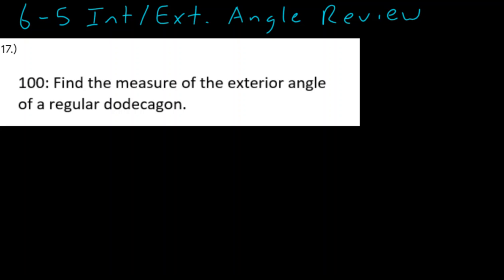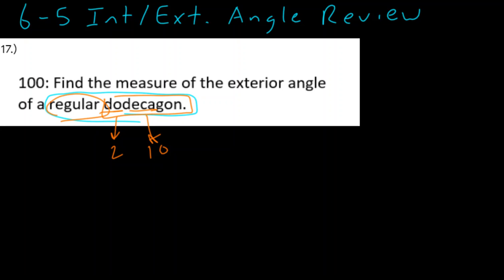Now, problem 17 says find the measure of the exterior angle of a regular dodecagon. This is an interesting word. Notice that the word "do" is kind of a prefix for 2, and "deca" is kind of a prefix for 10, and so we can make this leap here. A dodecagon has 12 sides.